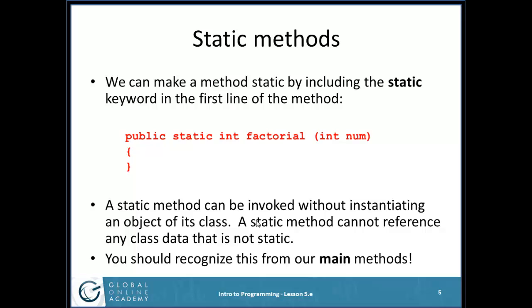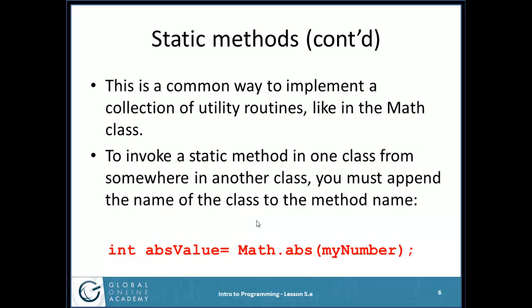Now you should recognize this from our main methods. The main method, which was static, got executed even though we never had to create an object of type bank runner. We never had to create an object of type programming assignment 8, yet the method could still be executed. So this is a common way to implement a collection of utility routines, like in the math class. Some of you have already found math.power or math.absolute, or ABS for absolute, math.random to give you a random number.